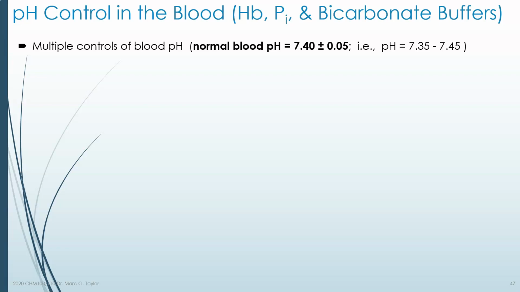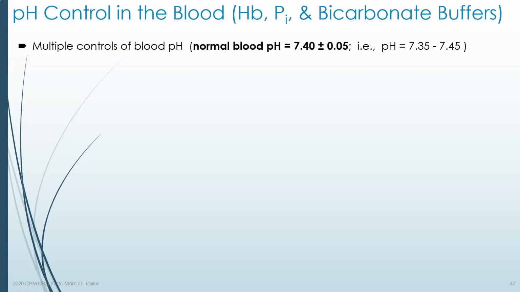And so these are the hemoglobin buffering system. At the top, we abbreviate hemoglobin HB. Look in the title here. PI is the abbreviation for phosphate, so there's a phosphate buffering system. And bicarbonate buffer, which we talked about a little bit, but we're going to talk about more in detail here.